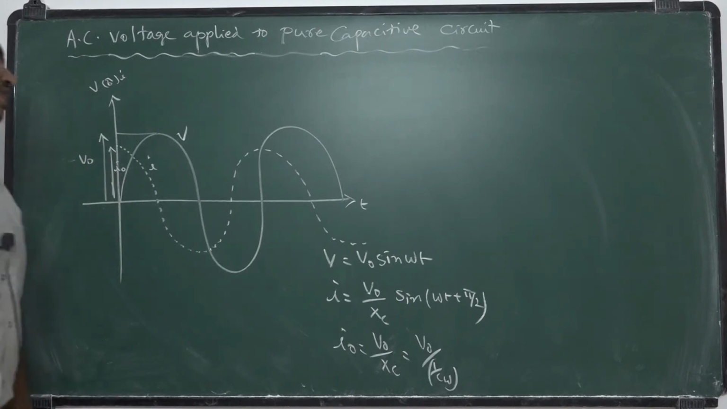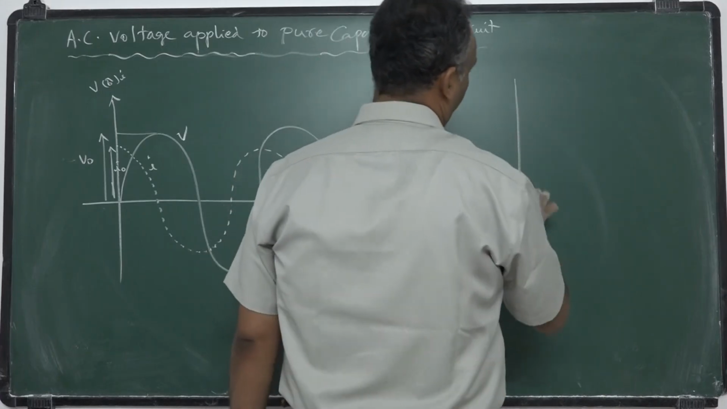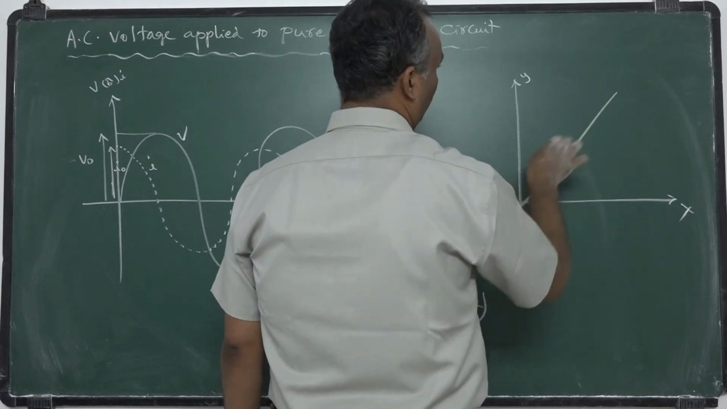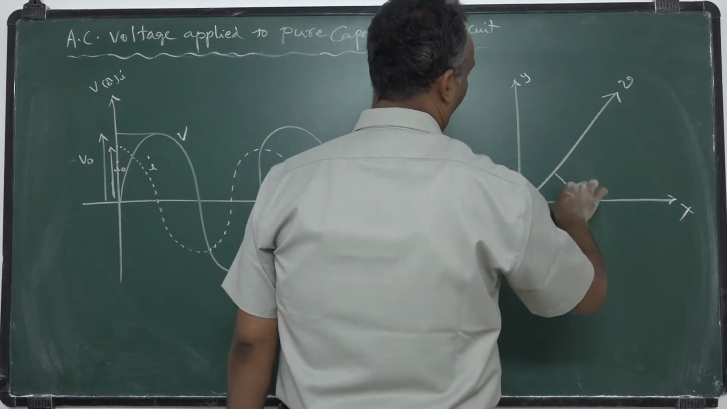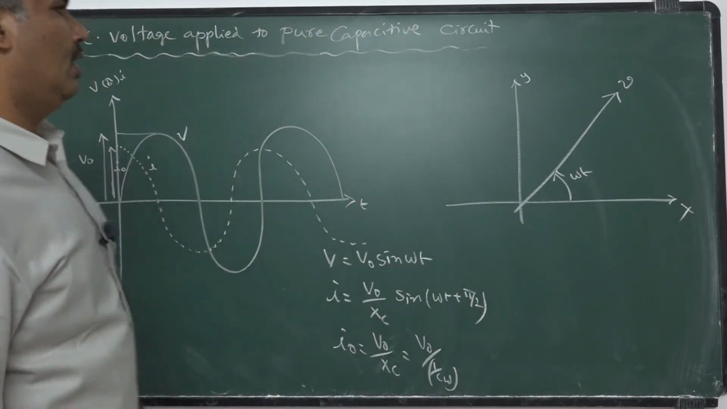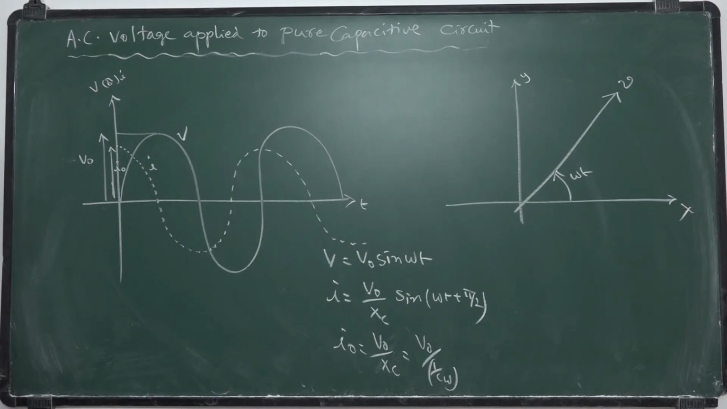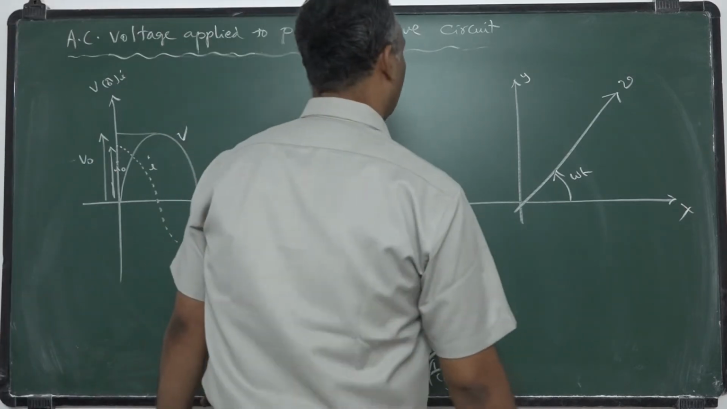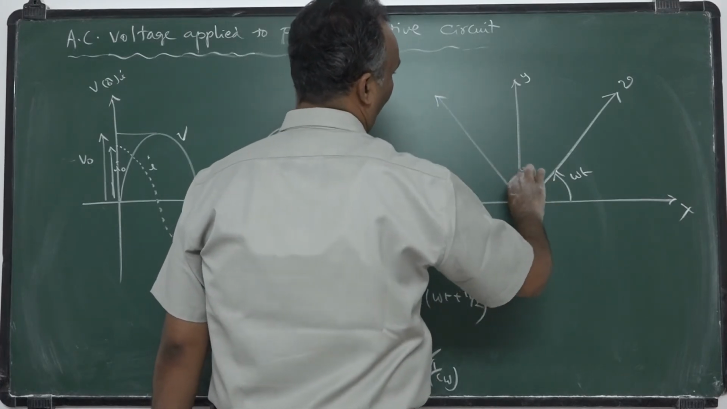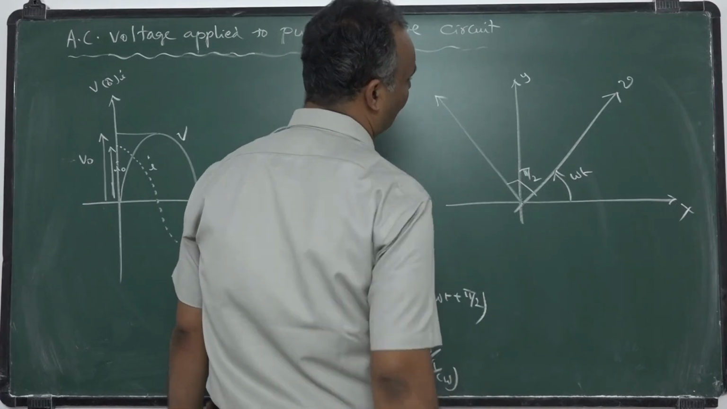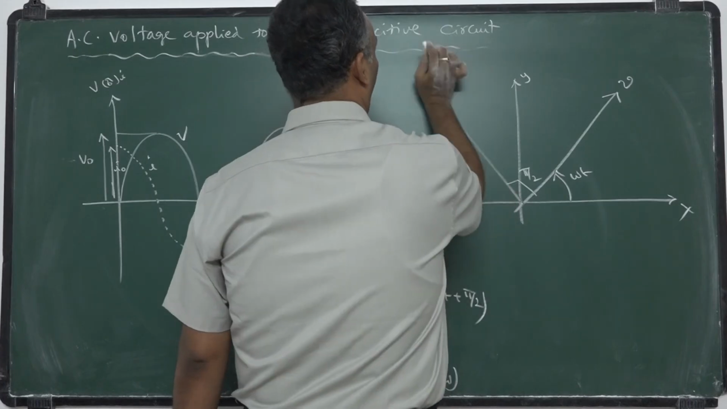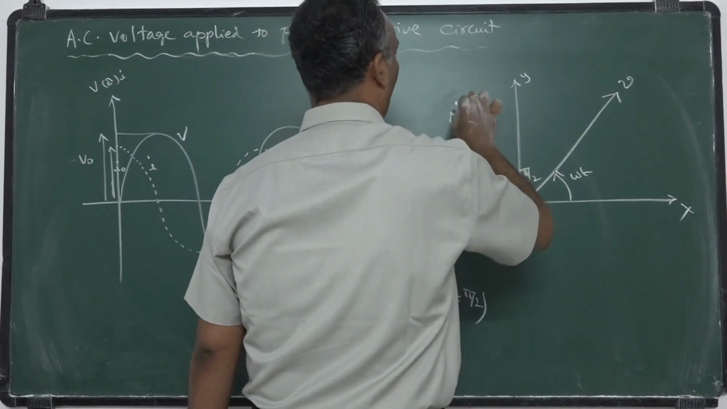And with respect to the phasor diagram, if I speak, this is the x-axis, this is the y-axis. The voltage that I have taken is having a phase omega t initially. Due to this, the current developed in the circuit is leading the voltage, so it will be like this, through an angle pi by 2. And it may have a lesser value like this.